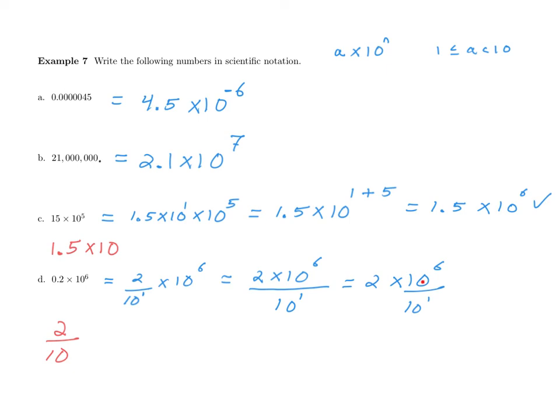Now, what is 10 to the 6 divided by 10 to the first? The bases are the same. Here I have a 6 and a 1. I will subtract those exponents. I'll continue that work over here. This is 2 times 10 to the 6 minus 1. 6 minus 1 is 5, so 2 times 10 to the fifth is the final answer.